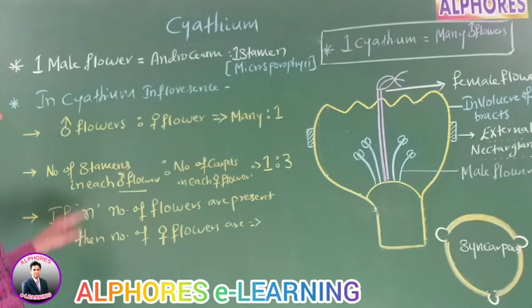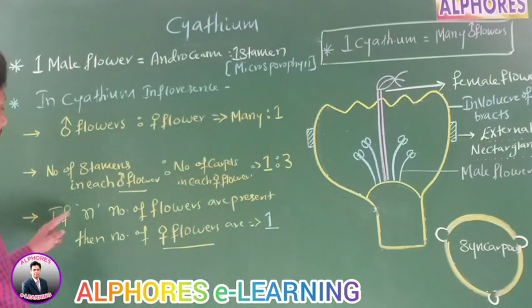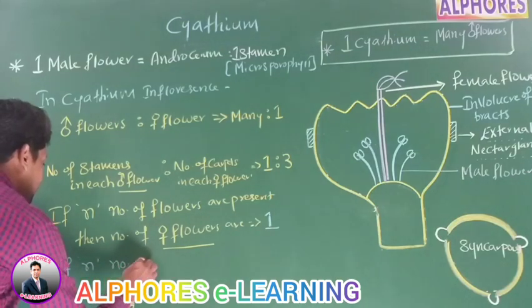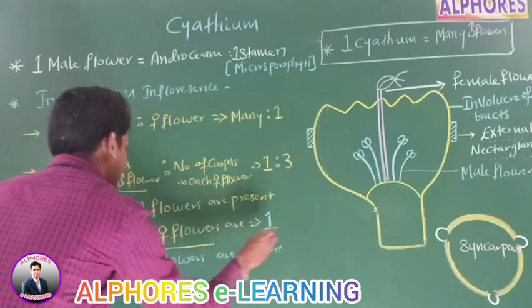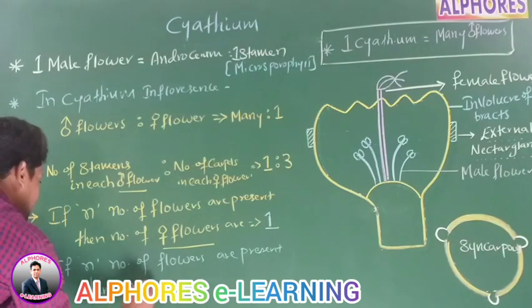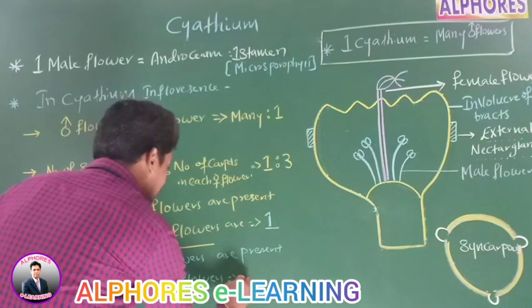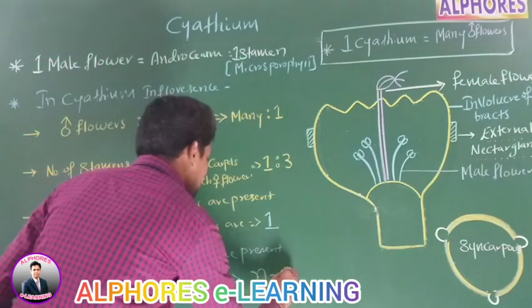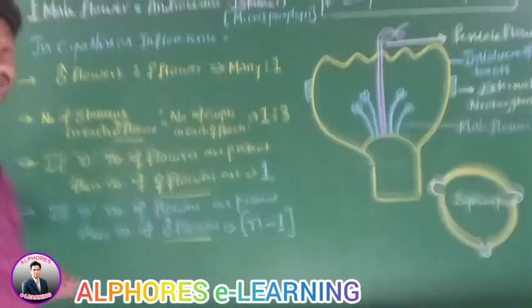if n number of flowers are present in Cyathium inflorescence, then number of female flowers are how many, sir? One. For the same question, if n number of flowers are present in Cyathium inflorescence, then how many male flowers will be? Sir, how many flowers are present? N number of flowers. In this n number of flowers, how many female flowers are there? One female flower. Therefore, n minus 1 gives the number of which flowers, sir? Male flowers. Gives the number of male flowers.